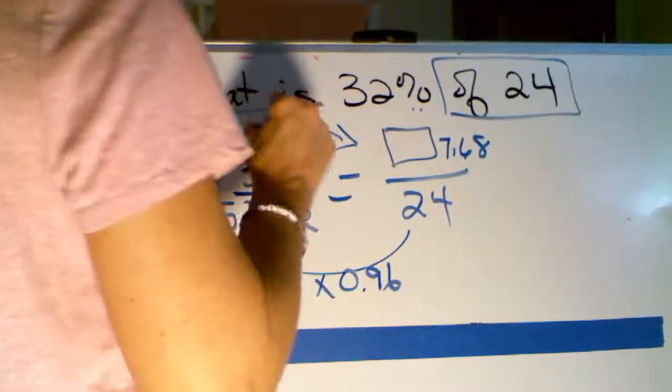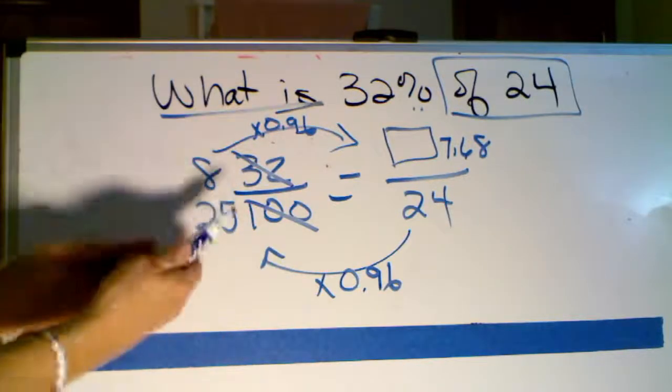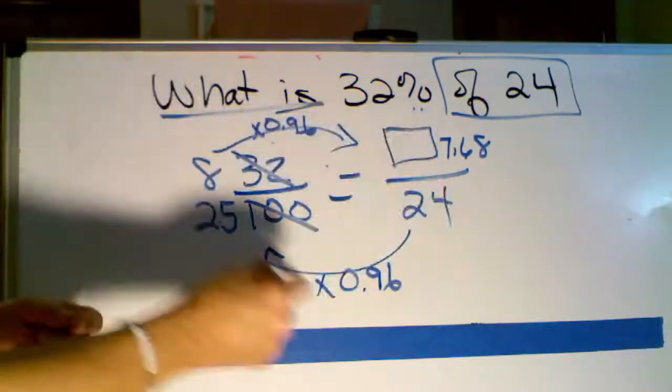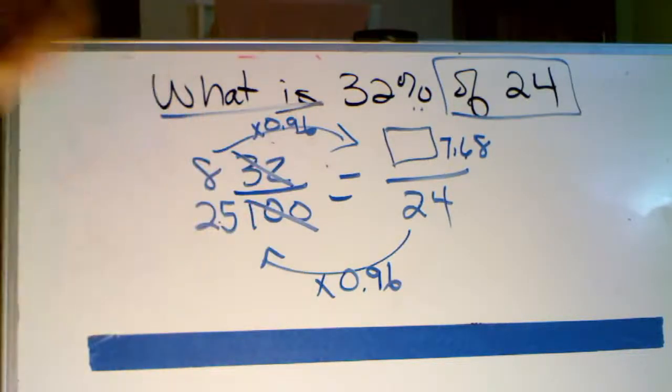0.96. Okay, just because it's a decimal, it doesn't matter. I still did the same thing. I reduced it. I divided 24 by 25 to find out what I actually multiply by. Whatever I did down there, I do to the top. Okay, let's see if you guys can do some.